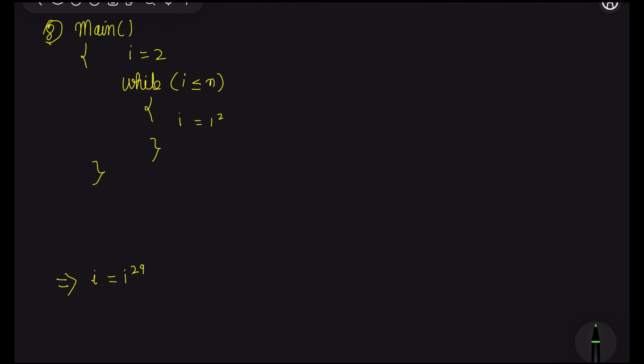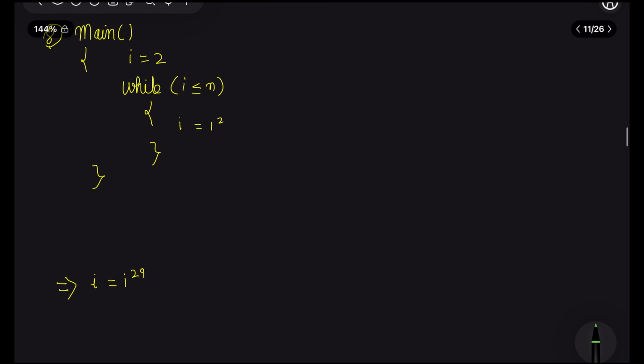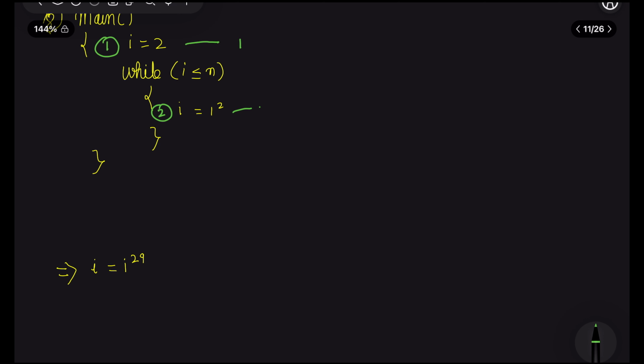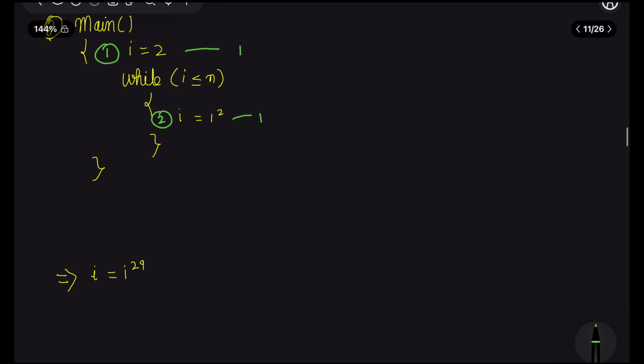We have our main function here, and inside the main function we have two statements. First is i equal to 2 and second is, inside the while loop, i equal to i square. So here the first statement is consuming 1 unit of time as it is a single statement, and the second statement is also consuming 1 unit of time, but the second statement is inside a while loop.